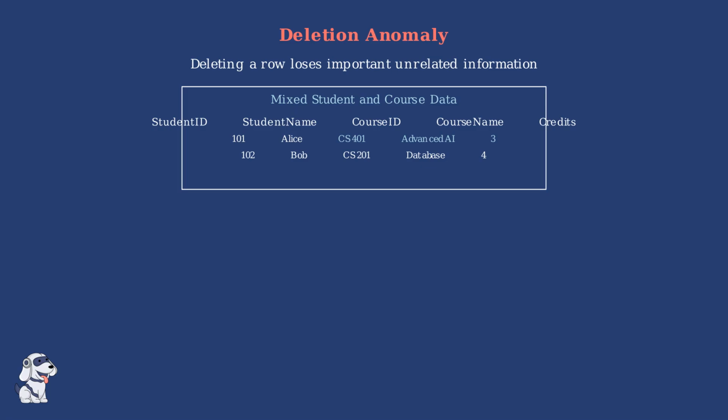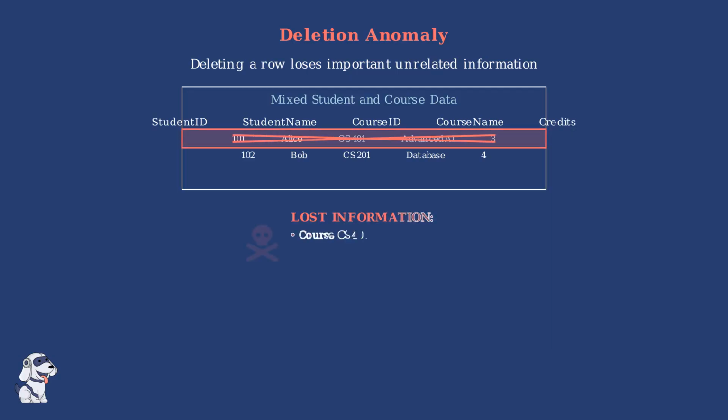What happens if the last student drops out of a course? Alice is the only student enrolled in the Advanced AI course. If Alice drops out and we delete her enrollment record, we lose all information about the Advanced AI course itself, its course ID, name, and credit hours. This valuable course information disappears from our database permanently.